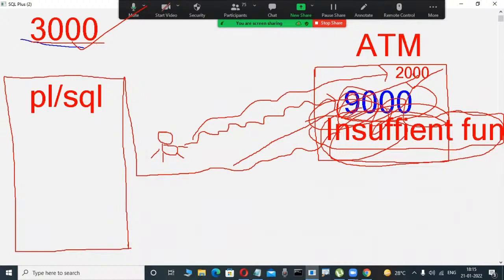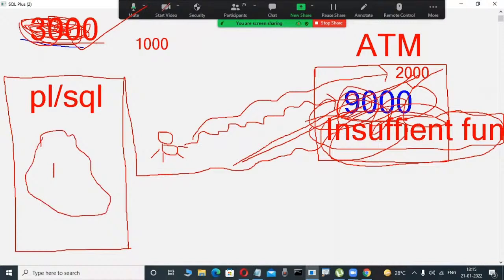Now, whenever we withdraw 2,000, what is the available balance? 3,000 minus 2,000, that is 1,000. I want that to affect my database. Otherwise, if you withdraw 2,000 and 3,000 is still available, the total banking system collapses. Those transactions are written through code. That is why PLSQL developers are required in a project.